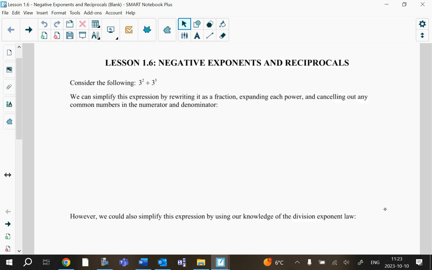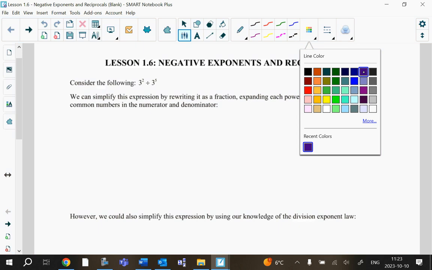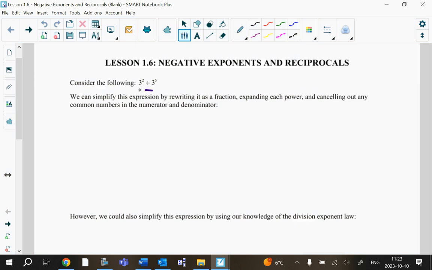So just to prove to you how we evaluate negative exponents, consider 3 squared divide 3 to the 5th. There's a couple ways I could do this. Well, I could write them out. So 3 squared is the same as 3 times 3 on top. Then I'm going to write a division bar instead of this symbol. And on the bottom, I'm going to write out 3 to the 5th by writing 5 3s.